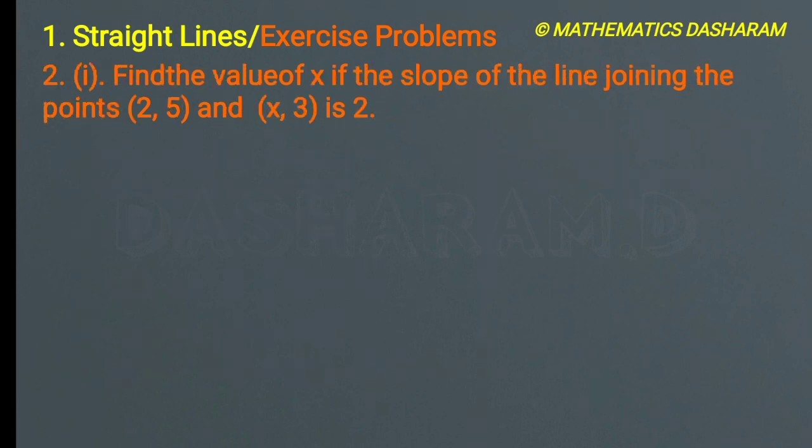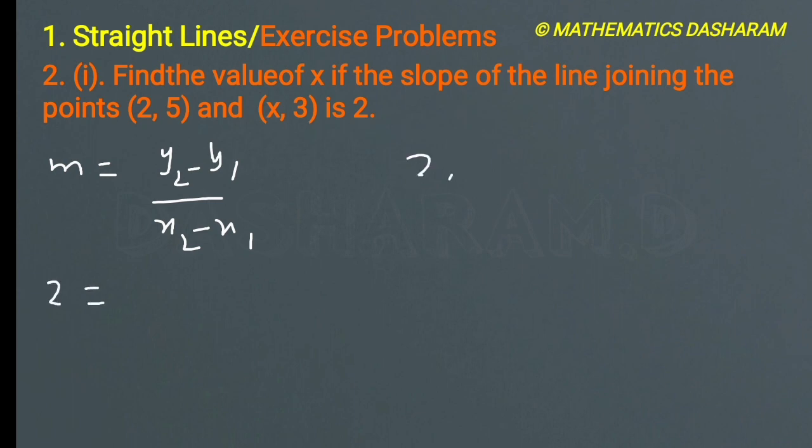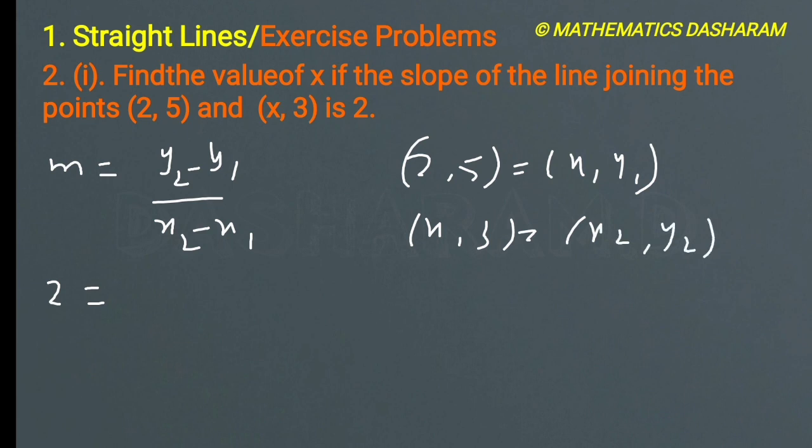Next, the second problem is: find the value of x if the slope of the line joining the points (2, 5) and (x, 3) is 2. So find the value of x. He gave the slope, that is 2. Generally the slope of two points, denoted with m, is (y2 - y1) divided by (x2 - x1). The slope is given as 2, and here (2, 5) is (x1, y1), next (x, 3) is (x2, y2).